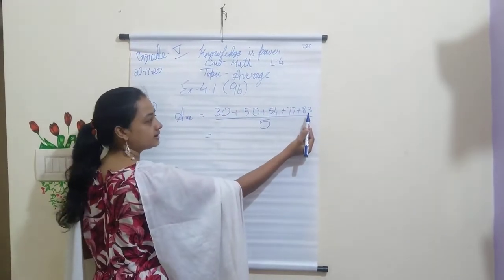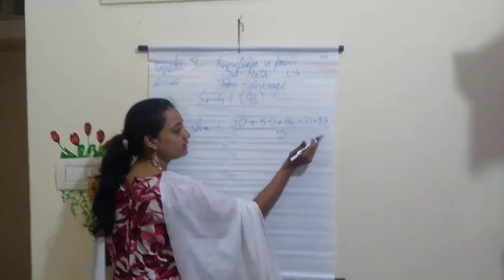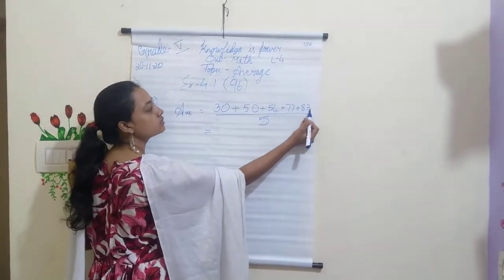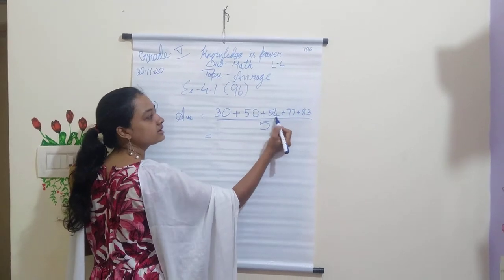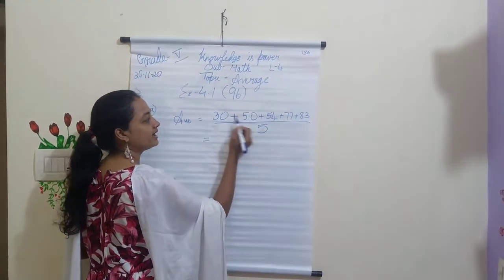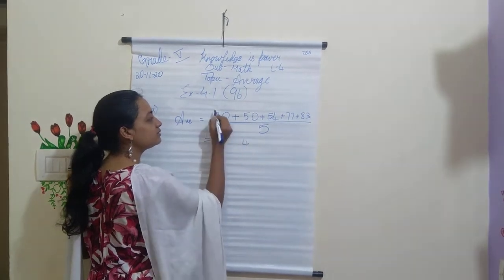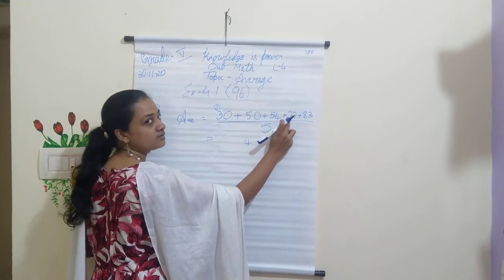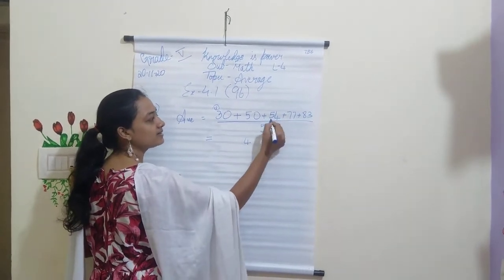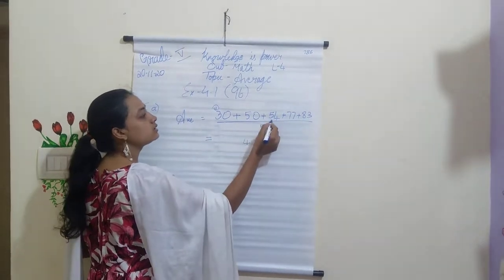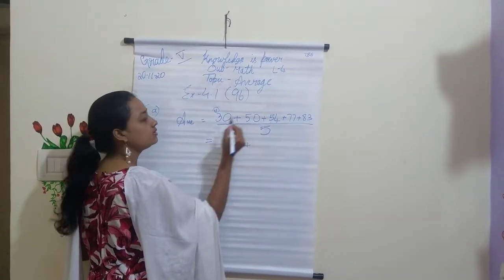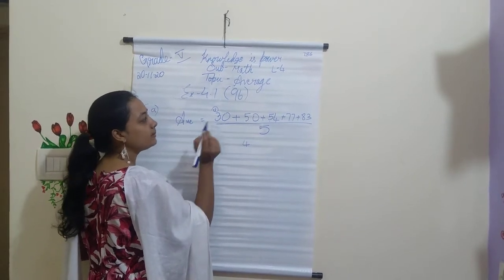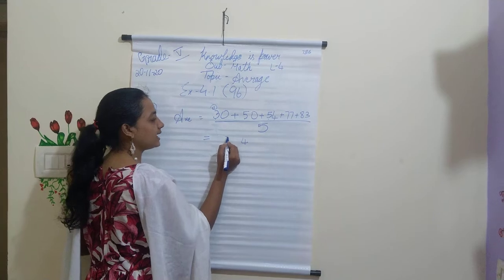Let me add it here. Children, if you are not comfortable, you write it down and add it. I'm going to add it as it is here. 3 plus 7 is 10. 10 plus 4 is 14. And having zeros here, it will be 14. 1 carry. 8 plus 7 is 15. 15 plus 5, 20. 20 plus 5, 25. 25 plus 3, 28. 28 plus 1, 29.